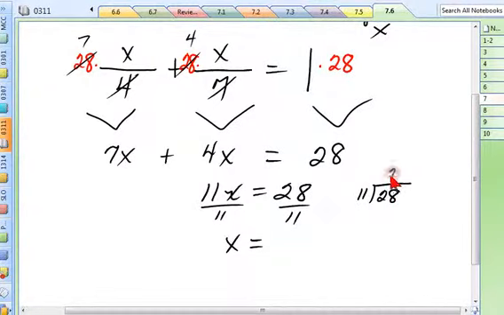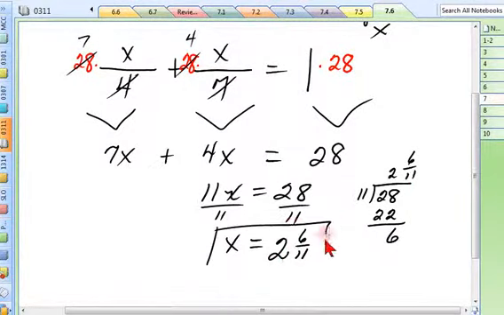It's going to go in there 2 times for 22 with a remainder of 6 elevenths. My answer is 2 6/11 minutes.